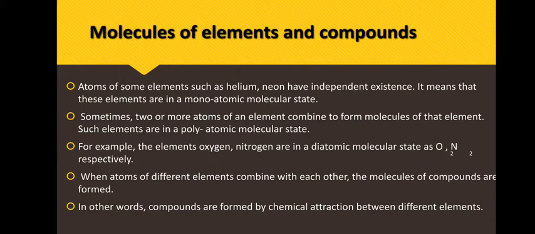When atoms of different elements combine with each other, the molecules of compounds are formed. Here, diatomic and monoatomic molecules were there because there was only one element. For example, in oxygen gas, both elements are oxygen only, correct? Whereas here, these molecules will have two different elements combining together. So, in other words, compounds are formed by chemical attraction between different elements, not the same elements. Followed, right? Compounds are also molecules but of different elements.